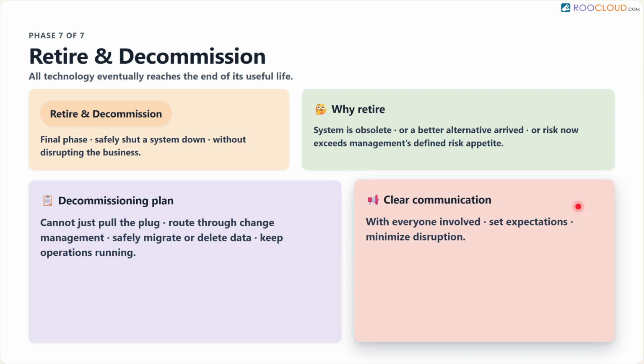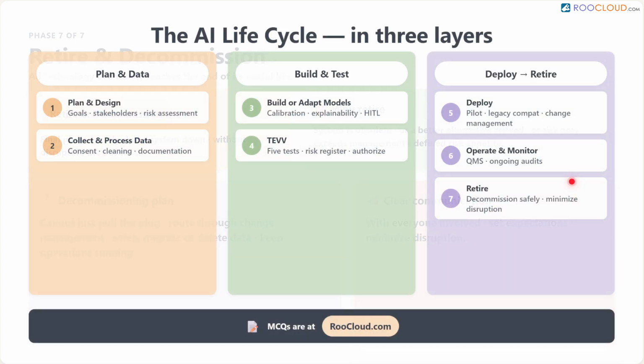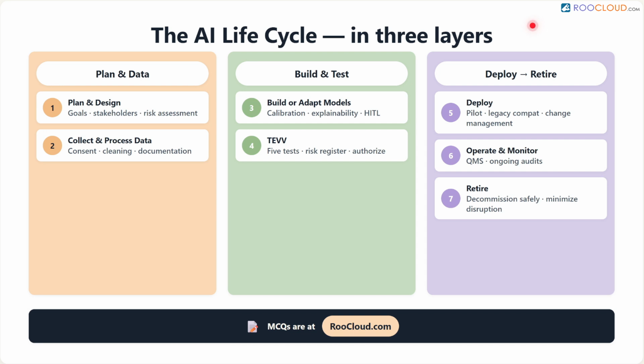Let us recap the core takeaways. The life cycle of an artificial intelligence tool requires constant vigilance. You must plan rigorously and govern your data ethically. You must build explainable models that keep human beings in control. You must test from every angle, deploy with robust training, and continuously monitor for unintended harms. And when the time comes, you must safely retire the technology without disrupting the business.